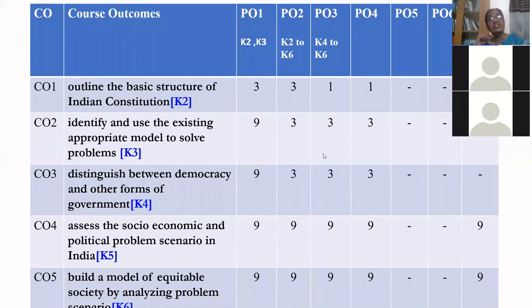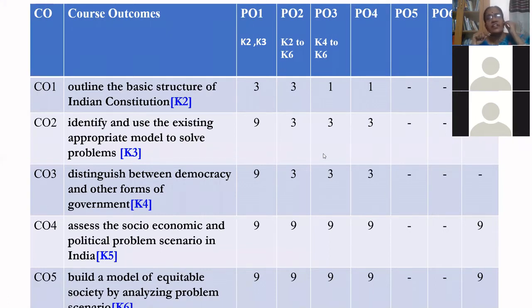Now in this, just you remember the order. PO1 is disciplinary knowledge. PO2 is nothing but critical thinking, problem solving, analytical reasoning. PO3 is research related skills. PO4 is communication skills. PO5 is teamwork leadership. PO6 is multicultural competence, and PO7 is lifelong learning.